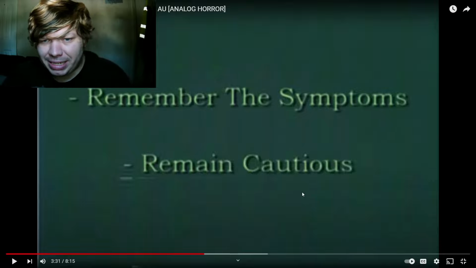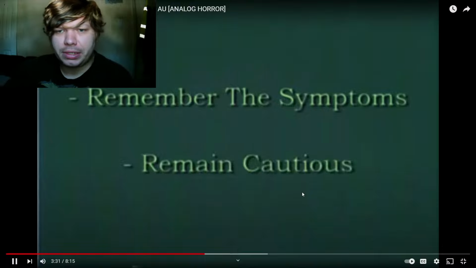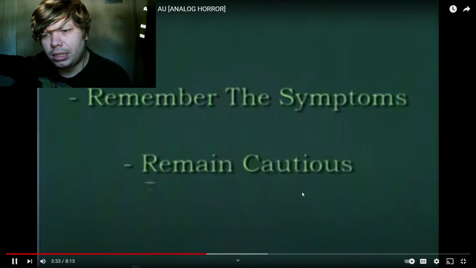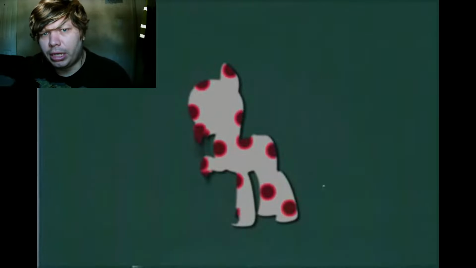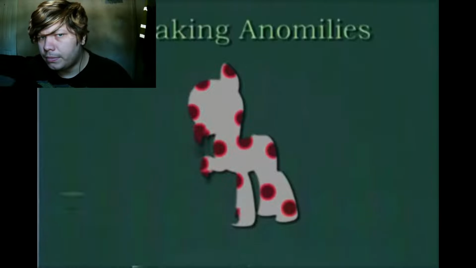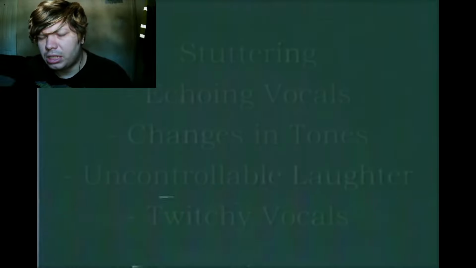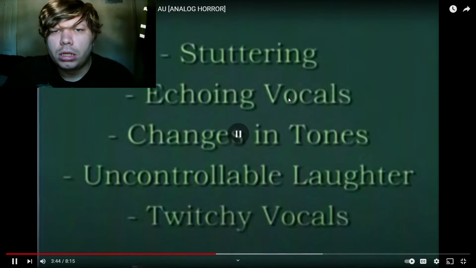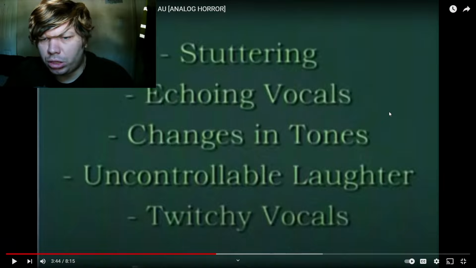All right, remember the symptoms, remain cautious. Keep your eyes peeled for anything that might seem a bit suspicious. One of the common ways to tell if a pony is a stage 3 infected is the way that a pony will speak. Any anomalies in their speech: stuttering, echoing vocals, changes in tone, uncontrollable laughter, and twitchy vocals.